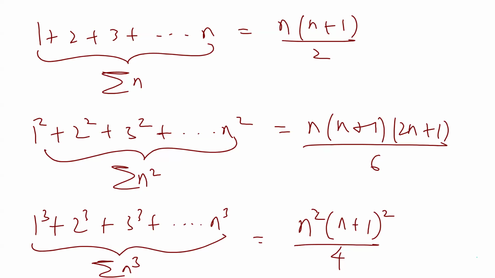So summation n is 1 plus 2 plus 3 plus 4 plus dot dot dot n. The answer will be n into n plus 1 by 2. Sum of squares of first n natural numbers is summation n square, n into n plus 1 into 2n plus 1 by 6. And summation of n cube is n square into n plus 1 the whole square upon 4.